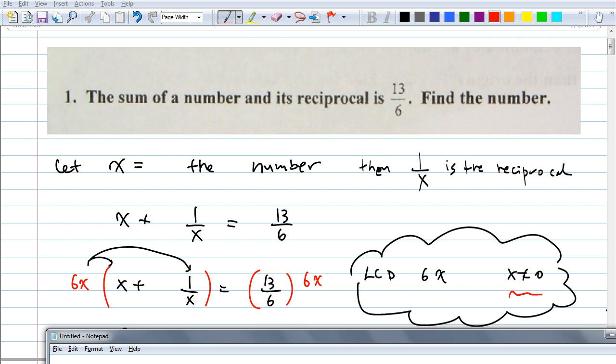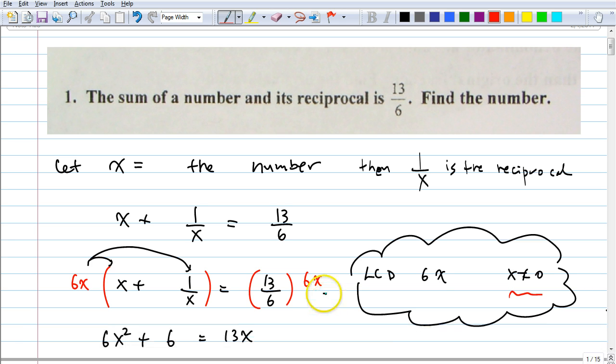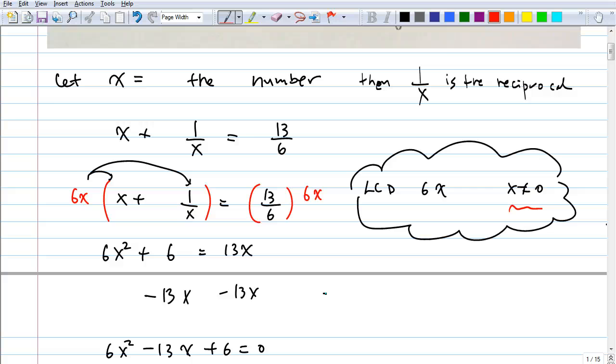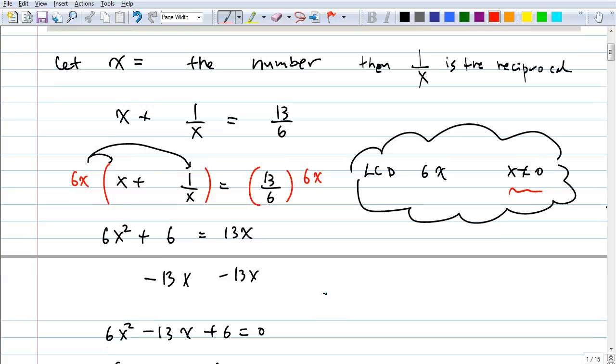It becomes 6x squared plus 6 is equal to 13x. Very good. If I have an equation that looks like this, it is not linear, therefore we have to use zero product property. So we have to make it equal to 0. So subtract 13x from both sides, and we get 6x squared minus 13x plus 6 equals 0.